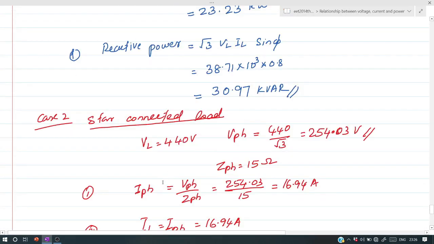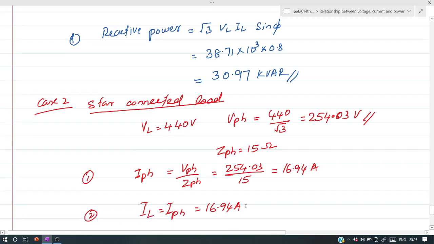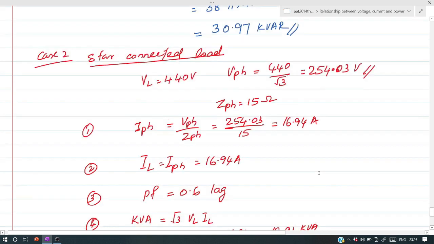Now I phase is equal to V phase by Z phase. Here V phase is changed into 254.03. Substituting, we can obtain I phase as 16.94 ampere. In star connected system, line current is equal to phase current, which is obtained as 16.94 ampere. And third thing is power factor. So in star connected system, there is no change for power factor and power factor is 0.6 lag.